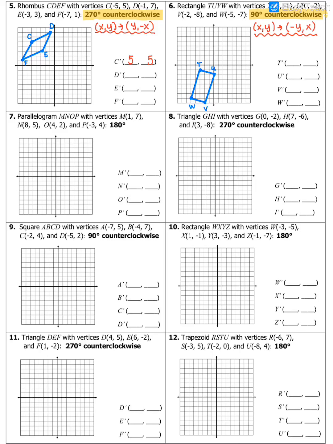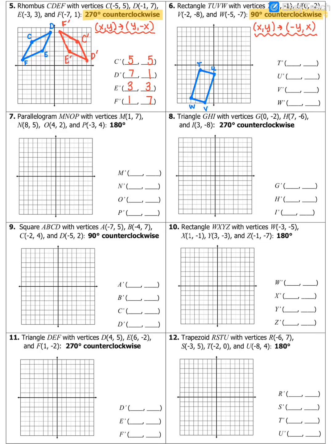D prime, we flip-flop x and y, so we have 7, -1, and again, because that second number has its sign changed, it's going to become a positive 1. E, we're going to flip-flop -3 and 3, so it becomes 3, -3, and we're changing the sign on the second number, so that one becomes positive. So you guys maybe are seeing a little bit of a pattern here. Same thing with F prime, we flip-flop x and y, so it becomes 1, -7, but once again, that second number has to have its sign changed so it becomes positive. Okay, so let me graph this real quick.